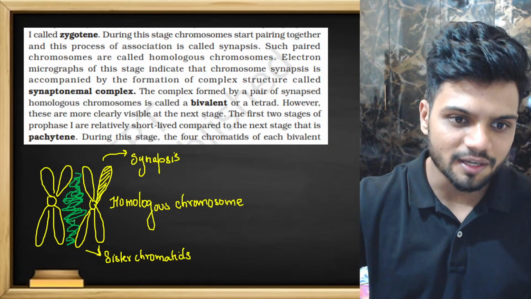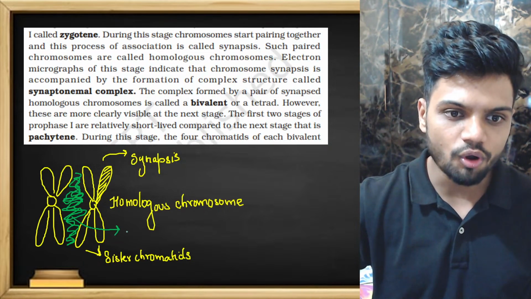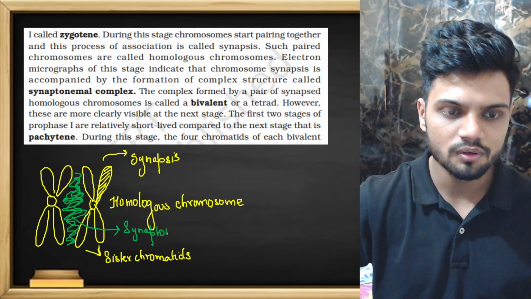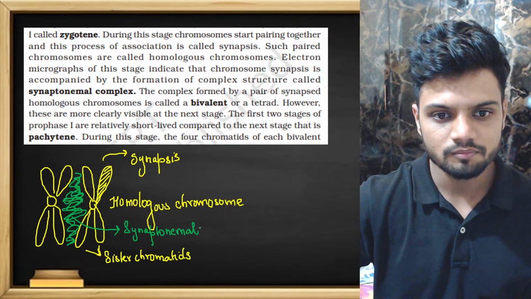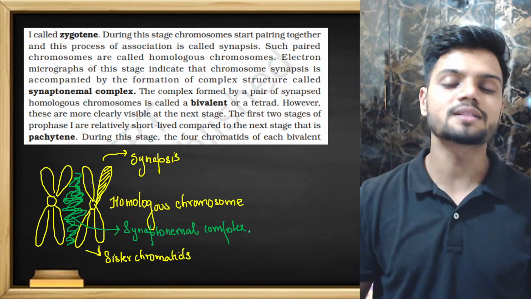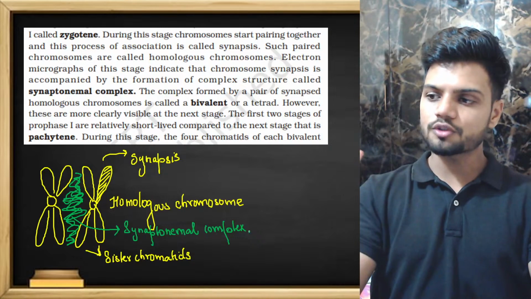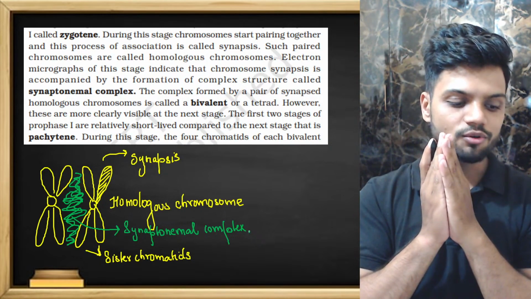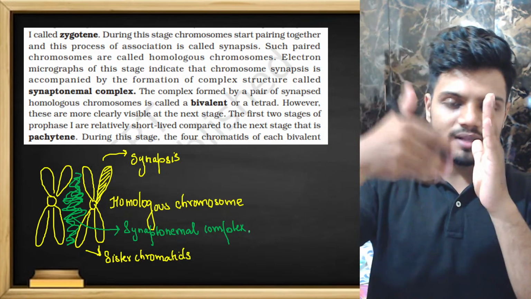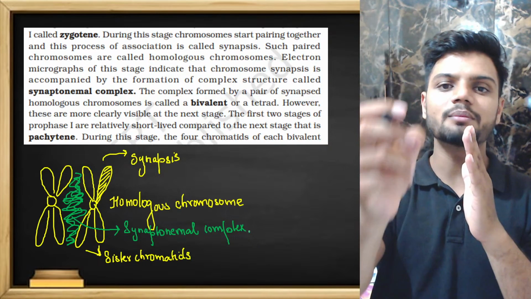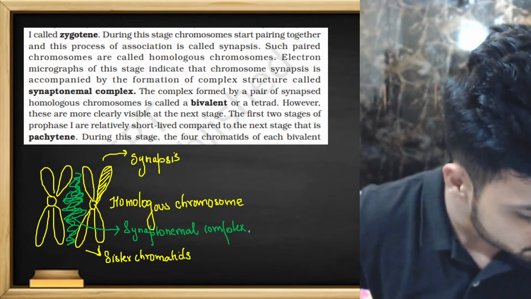This complex right here, can you see this complex right here, the green colored one? This complex is called what? It's called the synaptonemal complex. So understand the difference, students. Two homologous chromosomes coming together, the process is called what? Synapsis. Now between them there is a glue, or complex, that is called the synaptonemal complex. Any doubt here? Quickly ask me, students.